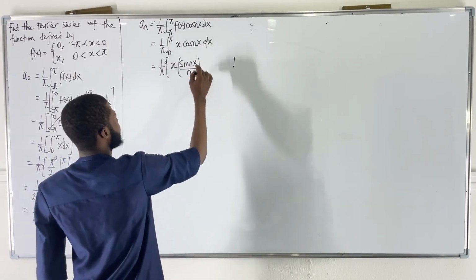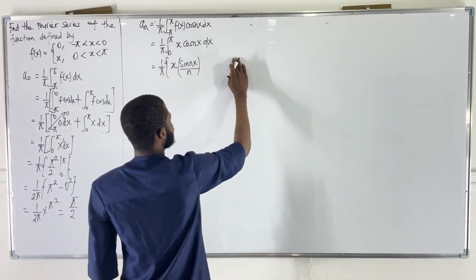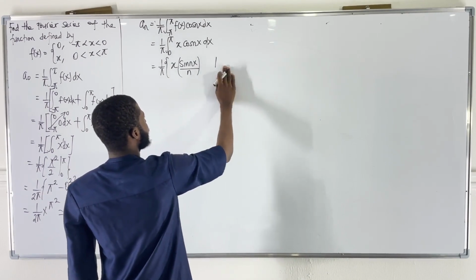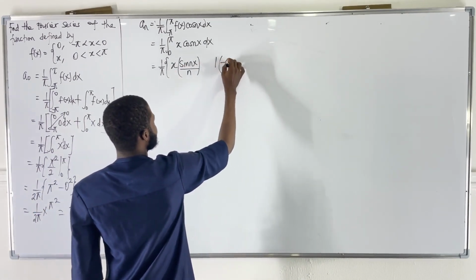Now this whole bracket here, you're going to integrate it again. So integrate this value again. When you integrate sine, you get minus cos.